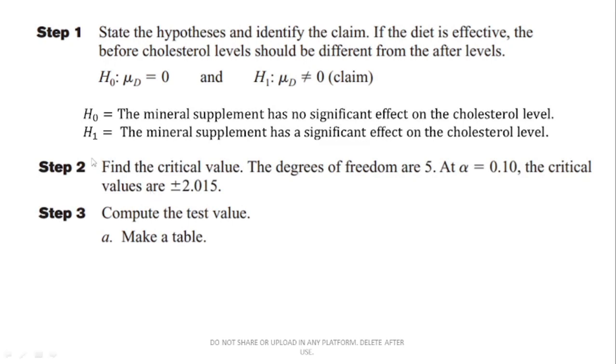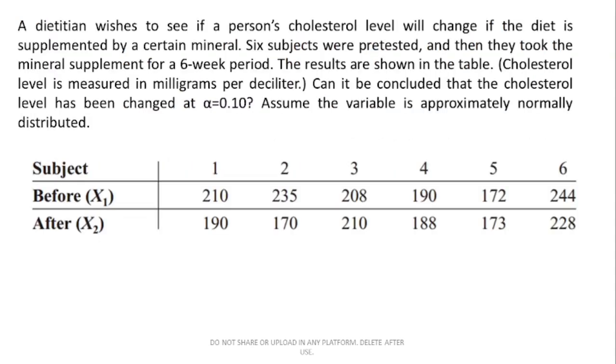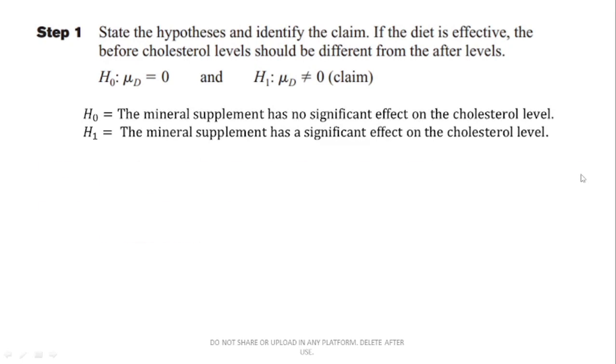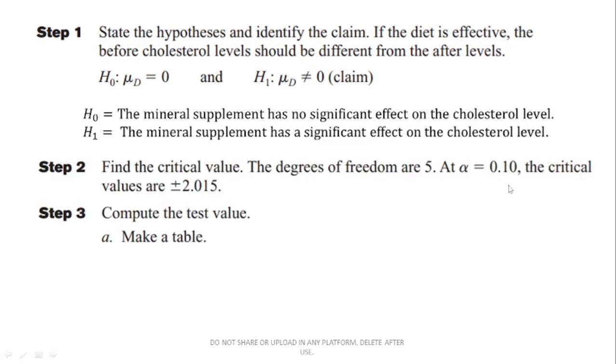So, next step, after natin ma-determine yung null and alternative hypothesis natin, we will now find the critical value. So, the degrees of freedom are 5. So, we have 6 ang data natin. So, 6 minus 1, so that is 5. And ang alpha natin is 0.10. So, upon checking sa table natin, since this is a two-tailed test, that is positive and negative 2.015.